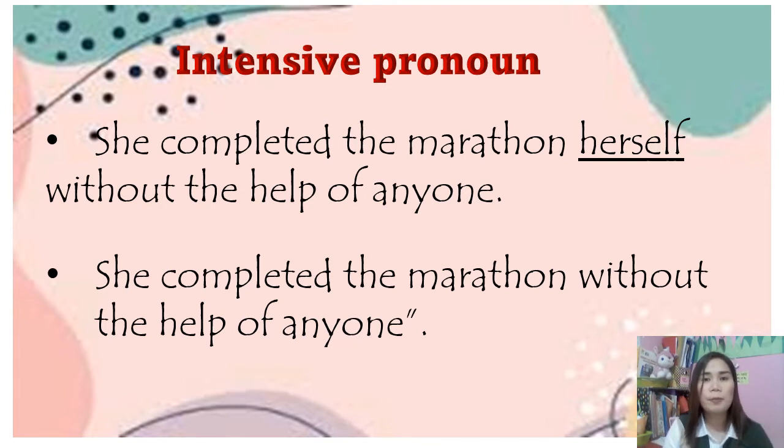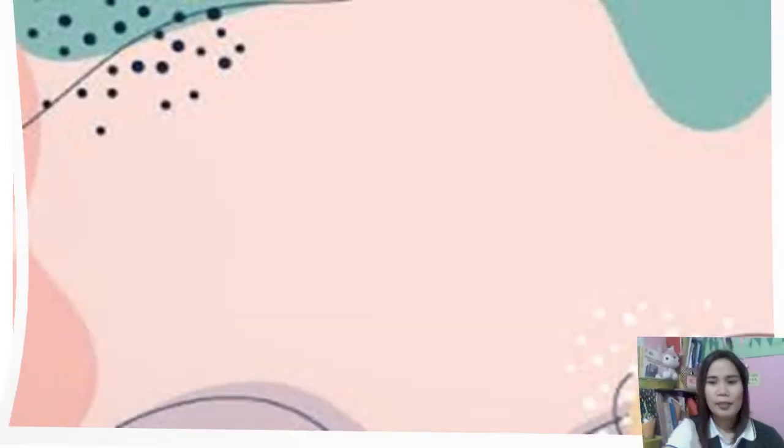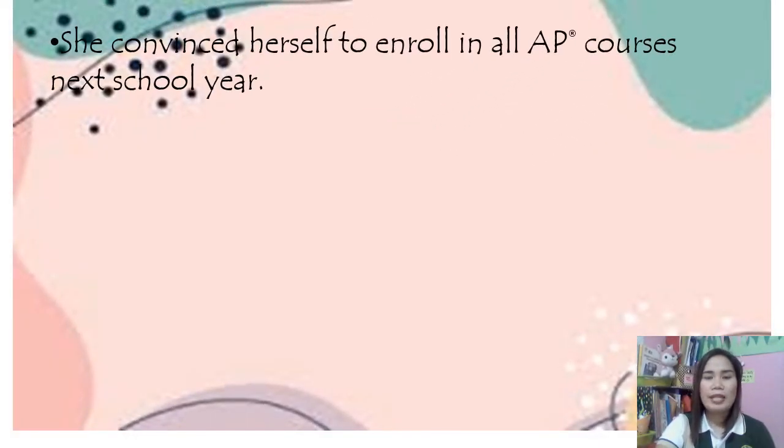So do you see how the meaning of the sentence stays the same, whether there is an intensive pronoun or it does not have, right? So herself here can be omitted. It is not necessary. All right, so again, reflexive pronoun is essential in a sentence while intensive pronoun can be omitted. It is not necessary. Okay, so let's practice. We're going to find out if the pronoun used in the sentence is reflexive or intensive.